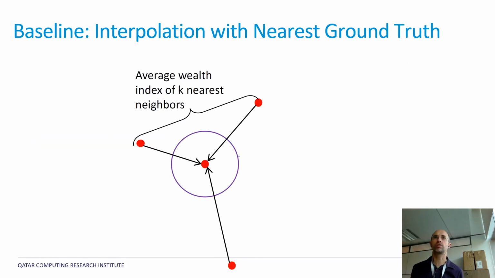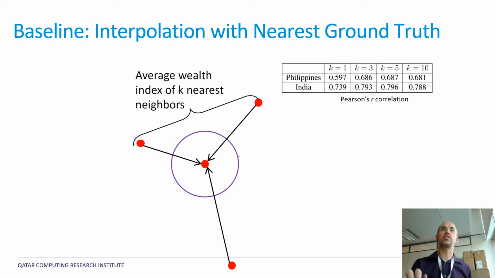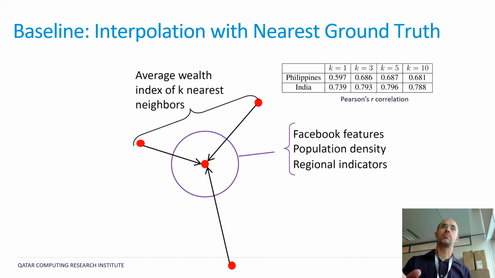We're comparing this with one baseline, which is as follows. Suppose you didn't know anything at all about the location here in the middle. Well, you still know something about locations nearby, and then you could just average nearby locations to make a prediction about the middle. And this actually works quite well. You get quite decent correlations. And then we augment this additionally with throwing in Facebook features for the location in the middle.